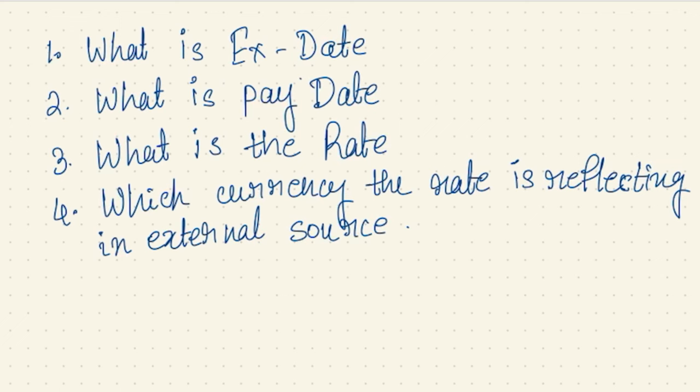But this is wrong. If you have a rate in USD currency and your system has GBP currency, and you put the USD rate in GBP, then your accrual will be wrong. So that is the reason it is very important that whenever you are checking, you check all these factors.